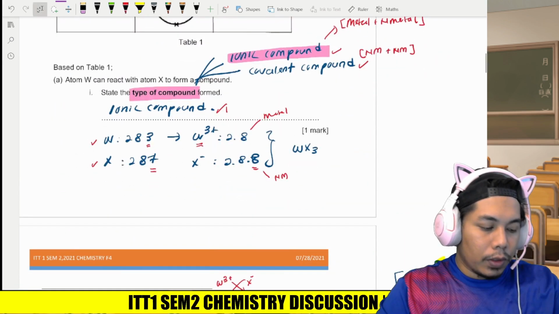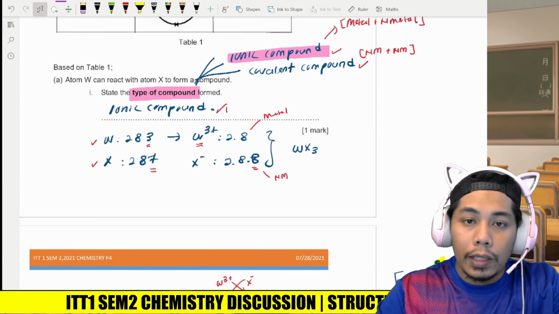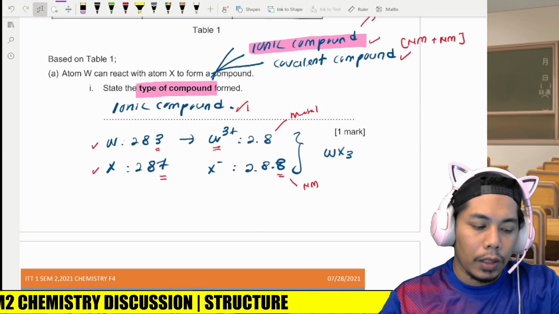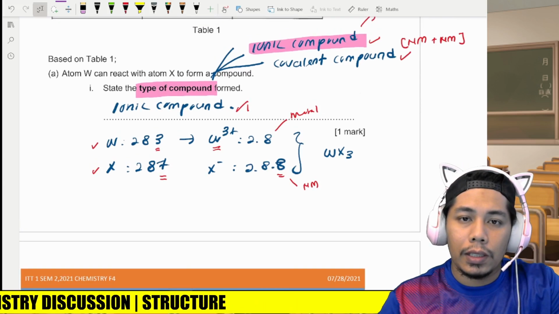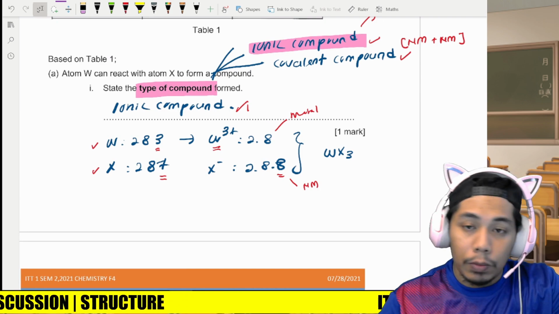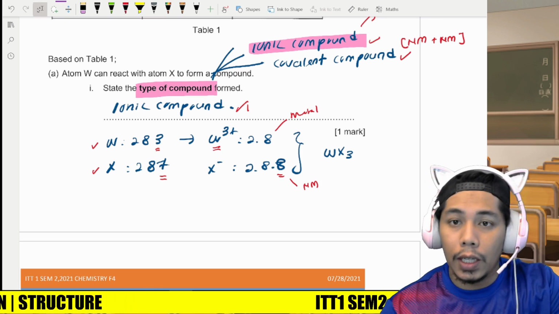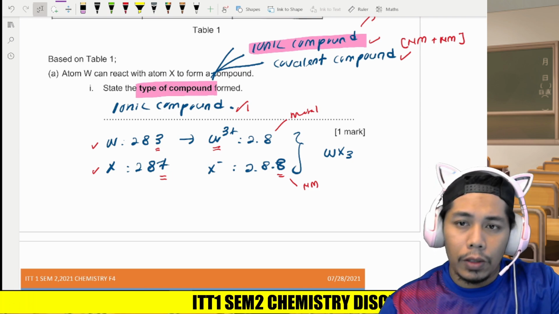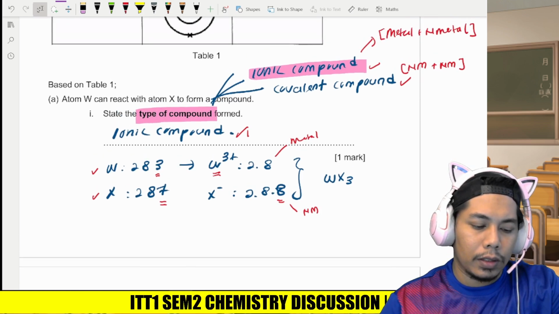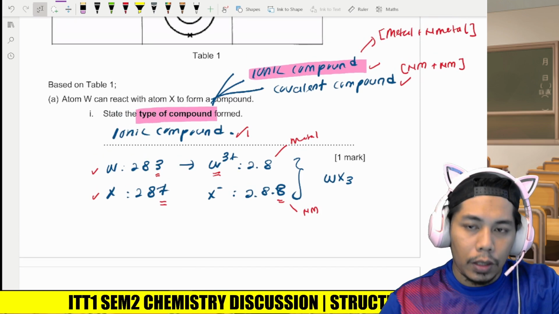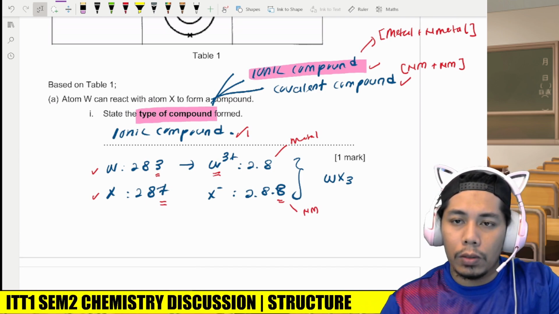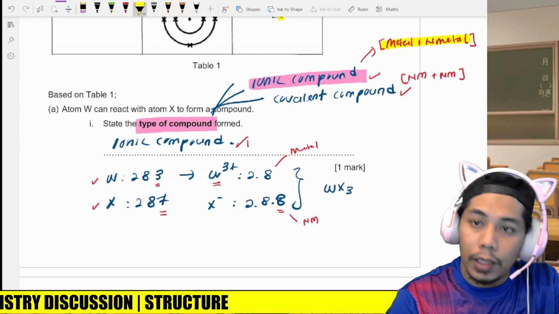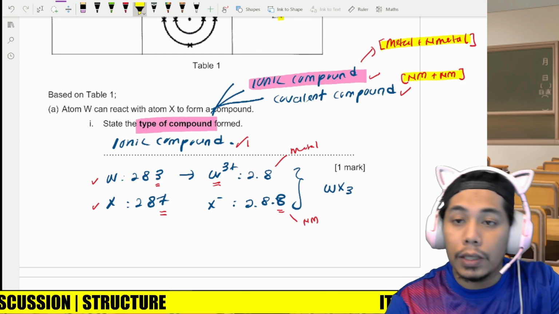Alright, for question A1, atom W and X can react to form a compound. When the question asks you to state the type of compound, there are only 2 types: ionic compound or covalent compound. Don't answer anything other than that. So how do we identify whether it is ionic or covalent? You have to recall that ionic compounds are made up from metal and non-metal, and covalent compounds are made up from non-metal and non-metal.